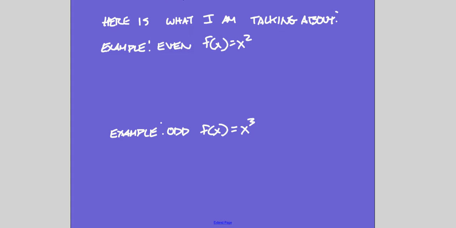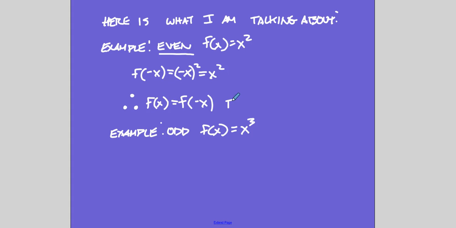So here's what I'm talking about. I'm going to demonstrate this algebraically now. Suppose I have f of x equals x squared. This turns out to be an even function. Here's why. If I take f of negative x, everywhere in this function I replace x with negative x. So I get negative x squared, but that's x squared. Therefore, f of x equals f of negative x. Thus, f of x equals x squared is even by what we just defined a few moments ago.